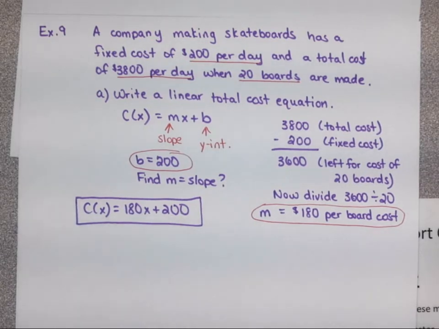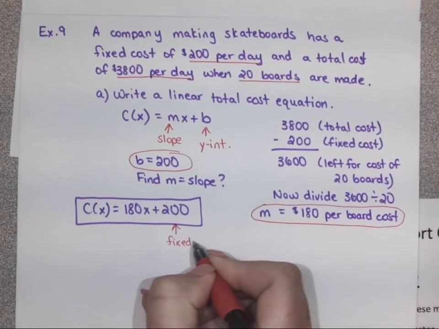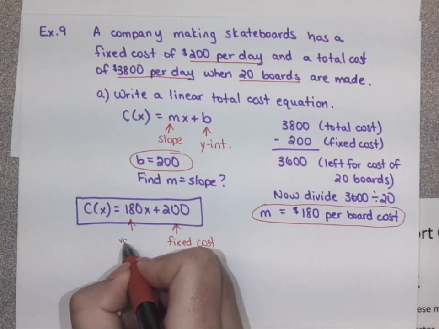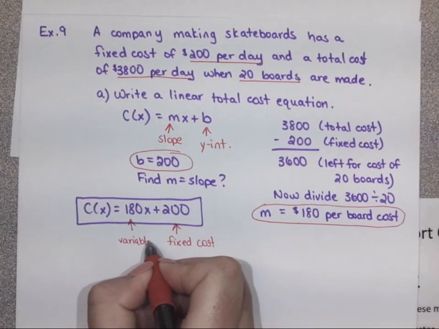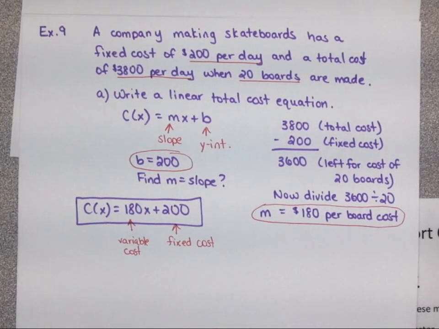Okay? So just so we're clear, we're going to talk about this later on throughout the semester. This is what we call fixed cost. We already discussed that. But this is what we call variable cost. Variable, the word means that it changes. And the reason that's a variable cost is because if you make one board, it's 180 extra bucks. But if you make 100 boards, it's whatever 180 times 100 is, right? So like 18,000.